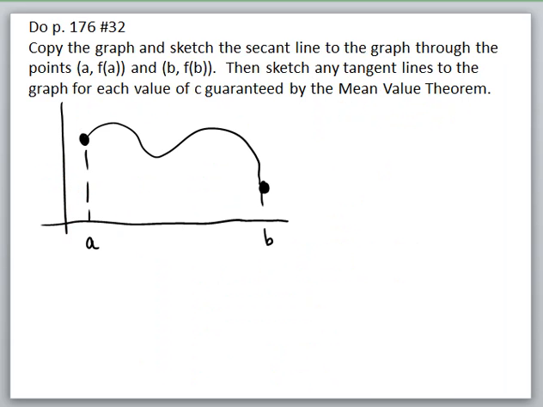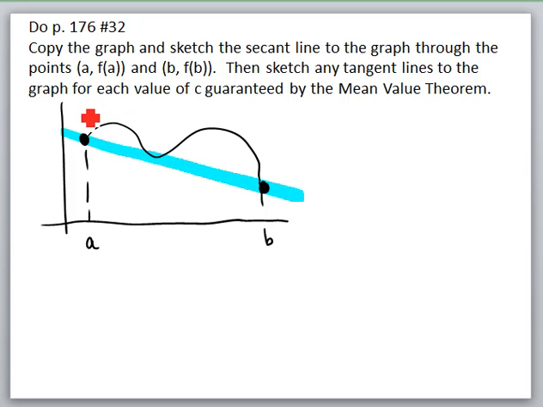On this first example, we're supposed to copy this graph, and then sketch the secant line. I'll do that with a highlighter as best I can. If I had a straight edge, it would make it way easier. So there's my secant line, and what I'm supposed to do is find points where those tangent lines to the curve have the same slope as the secant line. So I will do so.